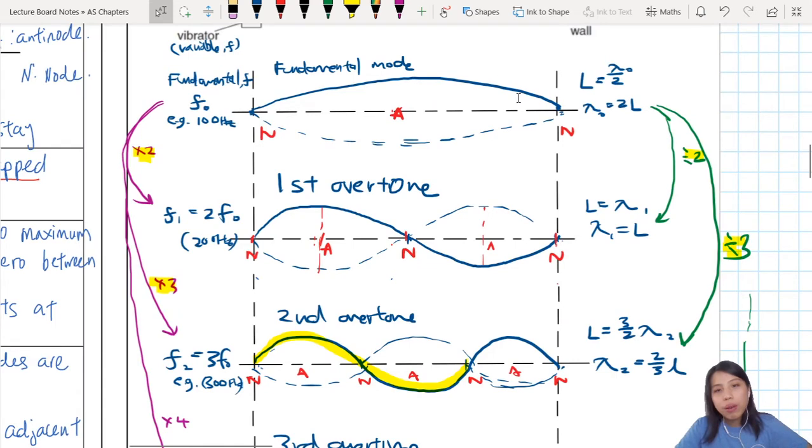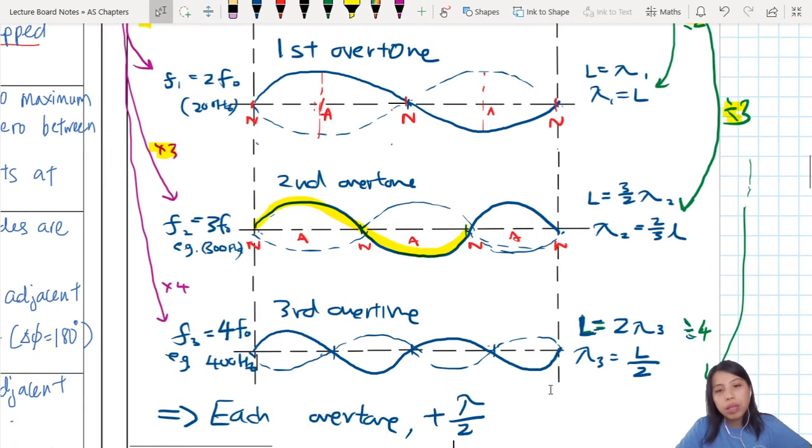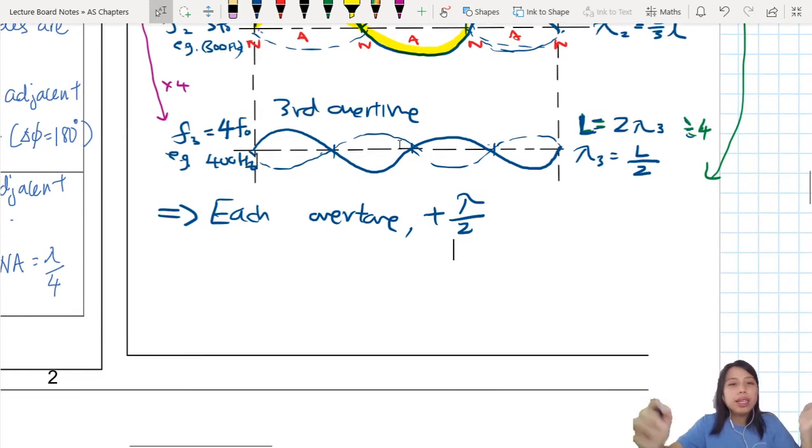Half a wavelength is this one lumpy antinode. Then here you squeeze in one more. Then it becomes 3, then 4, then 5, 6, 7, 8. Then you divide accordingly.